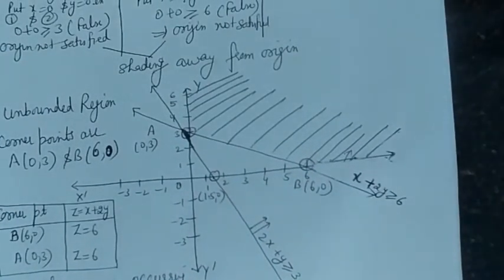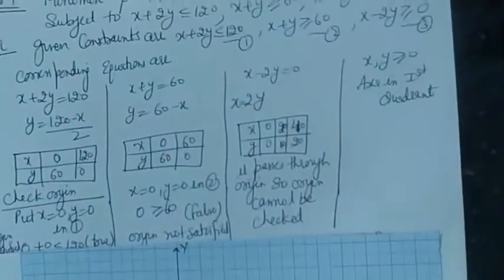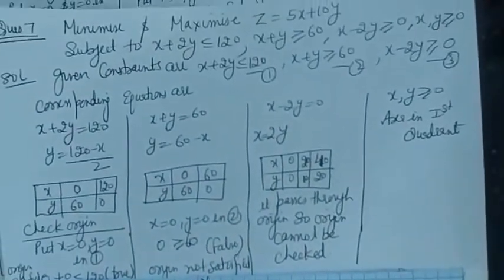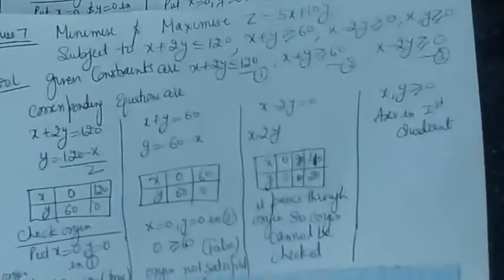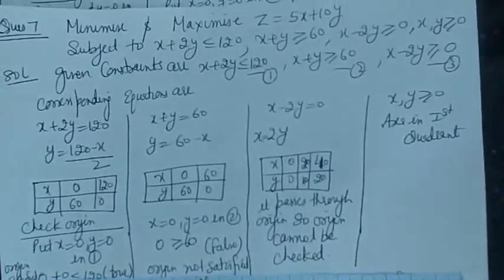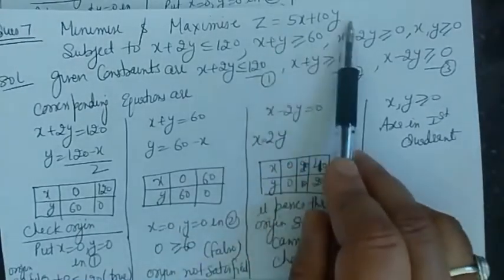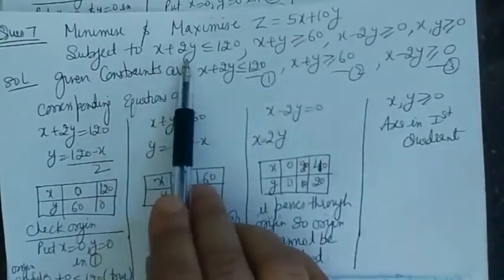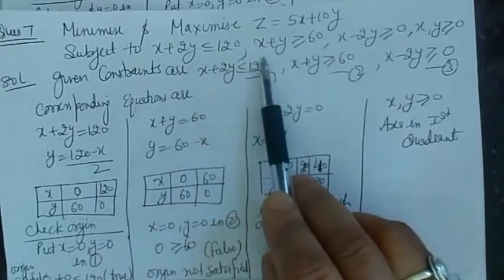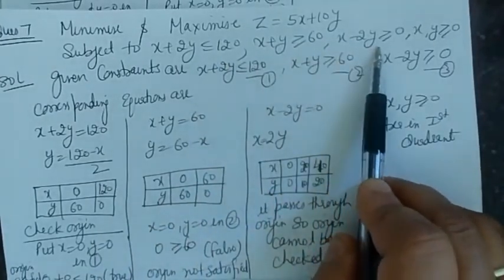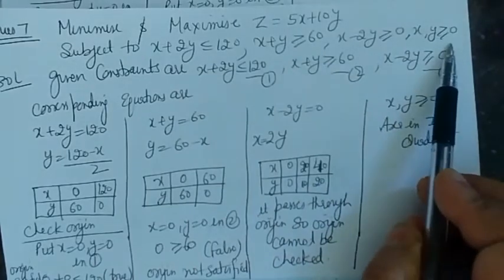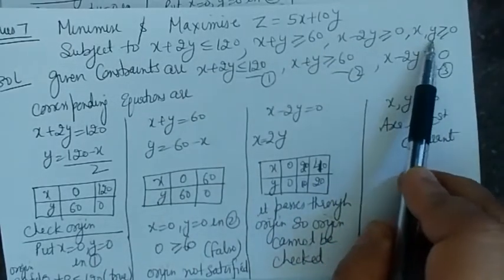Okay. So let us take now question number 7. This is your question number 7. Minimize and maximize. You need to find both the maximum and minimum value for this function. Z is equal to 5x plus 10y, the objective function, subject to x plus 2y less than or equal to 120 and x plus y greater than or equal to 60 and x minus 2y greater than or equal to 0, and both x and y are positive. They are your non-negative constraints.